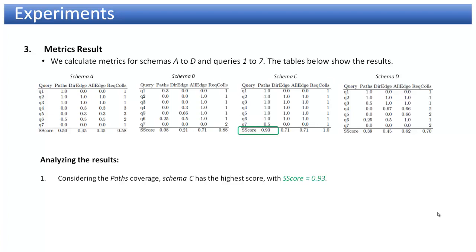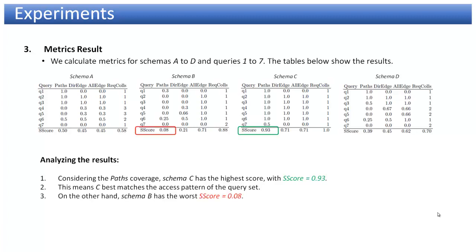Considering the paths coverage, schema C has the highest score, with an S-score equal to 93% of coverage, as we can see in the table. This means C best matches the access pattern of the query set. On the other hand, schema B has the worst S-score with 8% of coverage. With respect to the paths metric, the schemas are ranked as follows: C, A, D, and B.